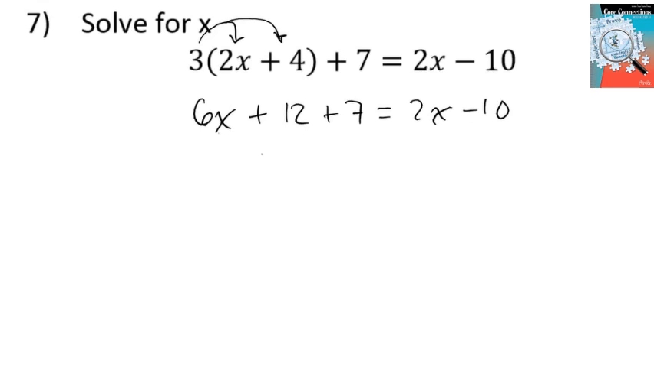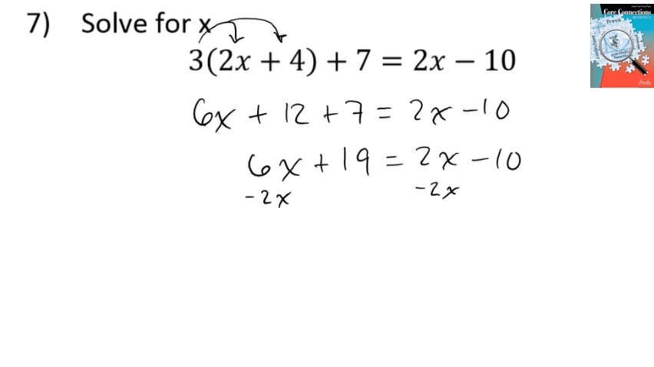If I simplify the left-hand side further, I have 6x. Let's see, 12 and 7 is 19, and that equals 2x minus 10. The next thing I could do perhaps is subtract 2x from both sides. If I take away 2x from each side, I do eliminate the x's on the right-hand side. The left-hand side ends up having 4 x's because I have 6 of them, take away 2, plus the number 19 equals negative 10.